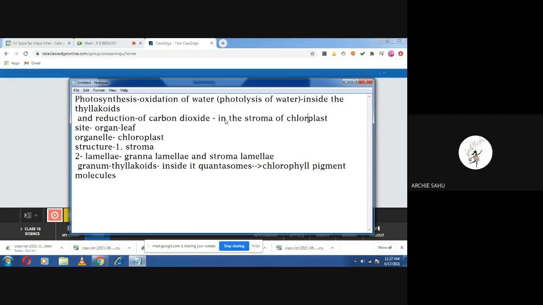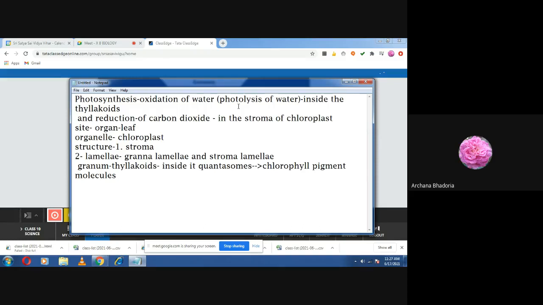Ma'am, can you please repeat the definition of photolysis of water? Photolysis of water is the oxidation of water. I'll give you the equations, don't worry. Photolysis of water is the breakdown of the water in the presence of sunlight. So where will it be occurring? Inside the thylakoids.